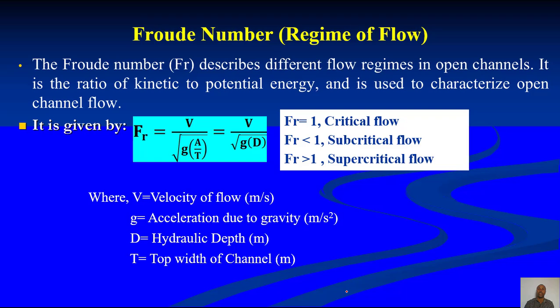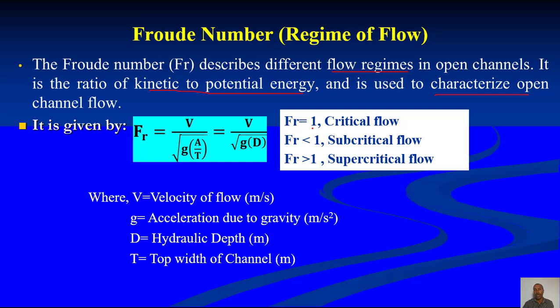Froude number, or regime of flow. The Froude number describes the different flow regimes in open channels. It is the ratio of kinetic to potential energy, and is used to characterize open channel flow, whether it is critical, supercritical, or subcritical. So this is the general equation: V over square root of G times A over T. A over T is the hydraulic depth, which is the area of the channel divided by the top width of the channel.